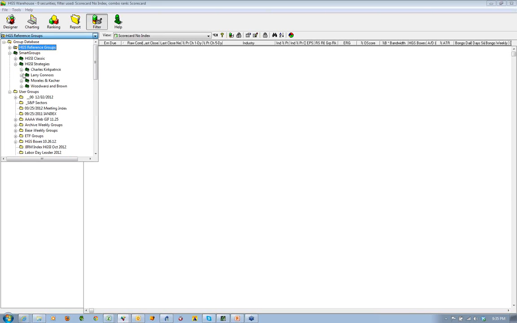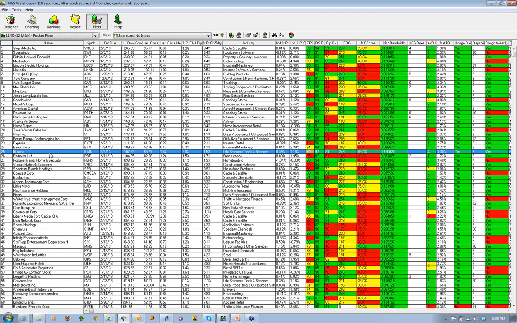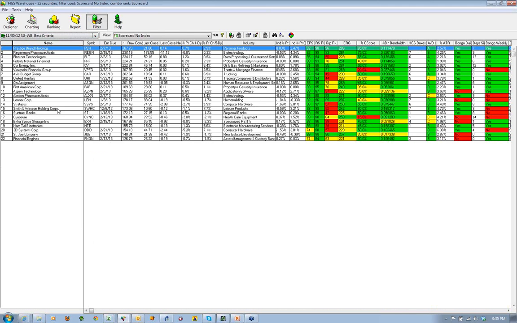You can go into HGSI strategies. You can look at things like Morales and Catcher and see which things had pocket pivots on Friday. So we get a list of all the pocket pivots. So if you're a pocket pivot believer, it's an opportunity for you to perhaps get in on these. Or I like to look at Woodward and Brown groups, and there's a number of groups that I like a lot. So I may just look at best criteria, and several stocks that I like are on this list.